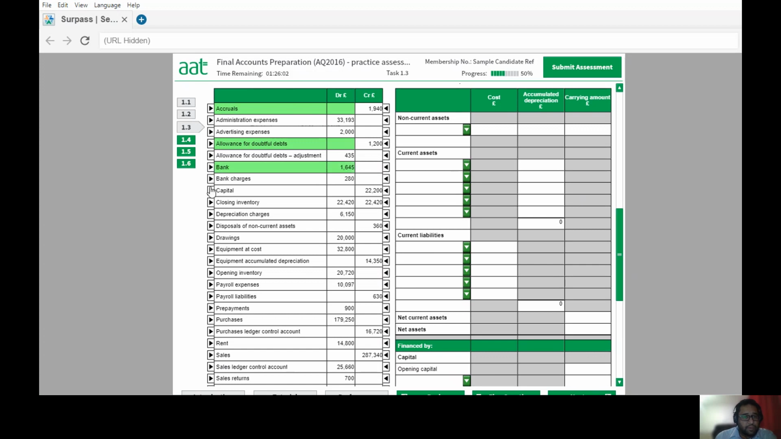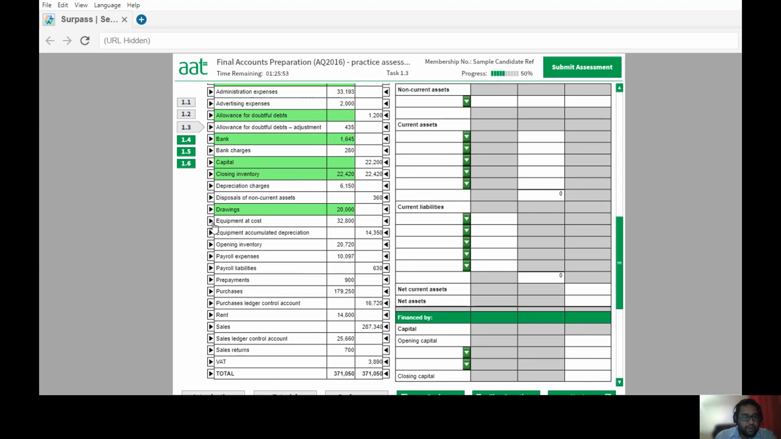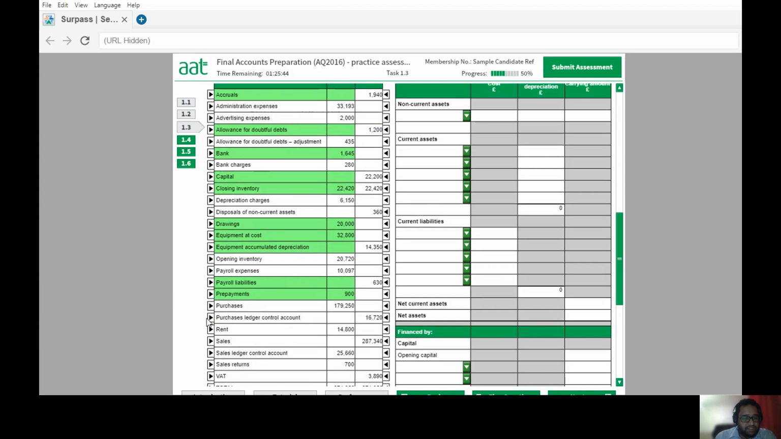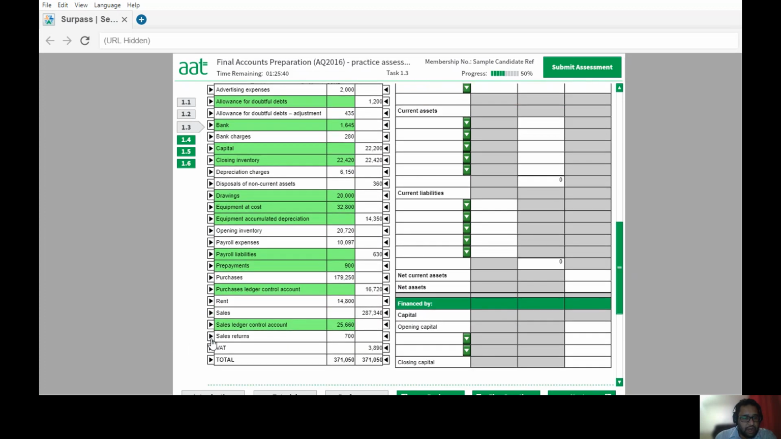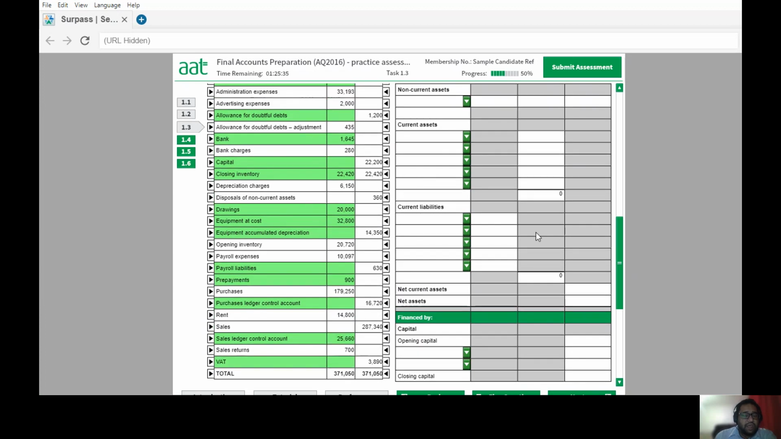bank, capital, closing inventory, drawings, equipment at cost, equipment accumulated depreciation, payroll liabilities, prepayments, purchase ledger control account, sales ledger control account, and obviously the VAT account. These are the ones we need to be accounted for in this statement of financial position.